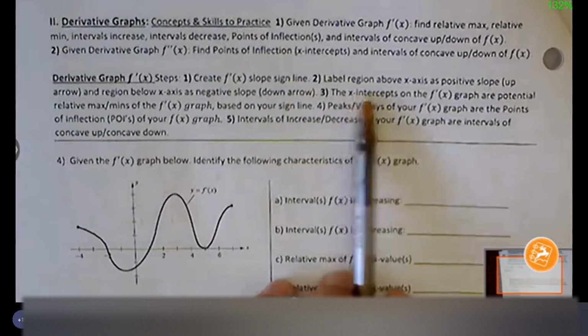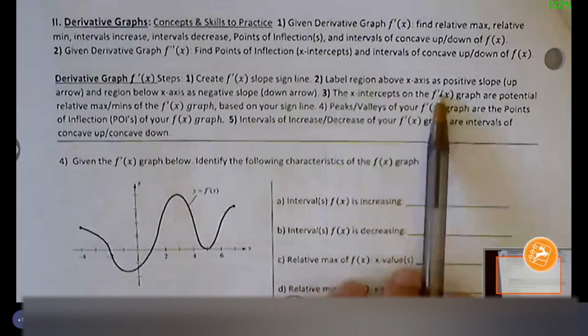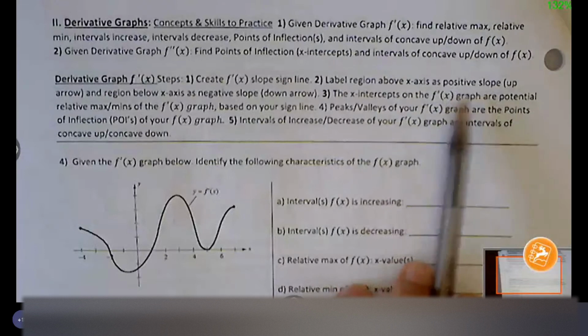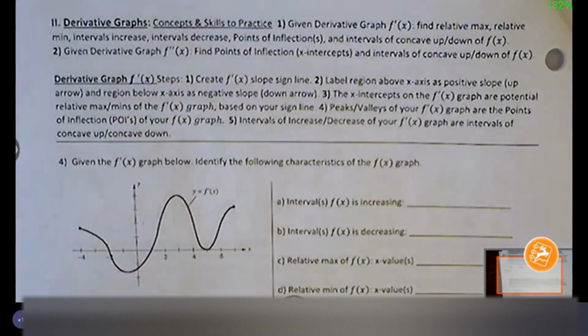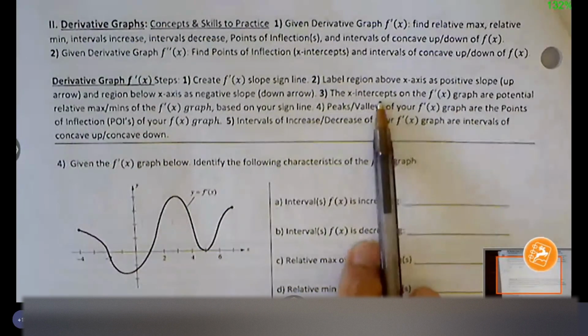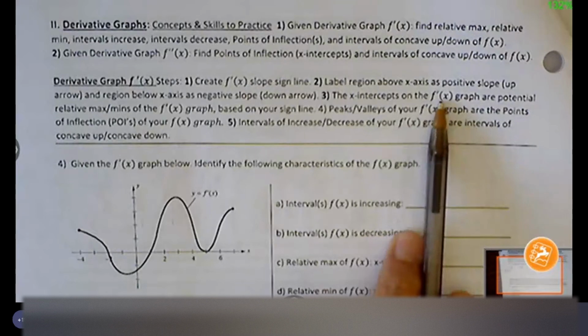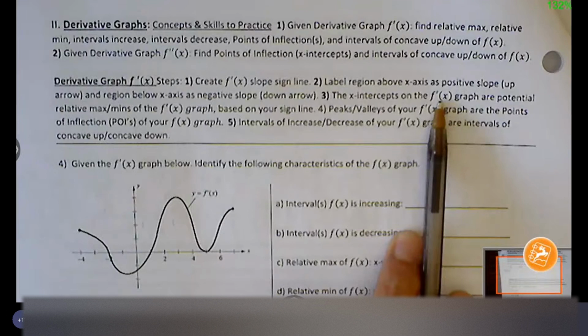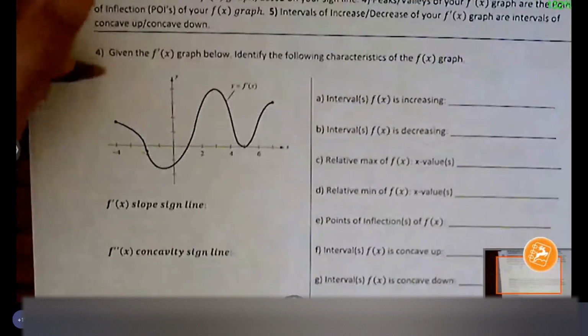And the way I like to start the process is, as a reminder, I like to label the regions above the x-axis and below the x-axis as either positive or negative slope. I like to use up arrow and down arrow so I can visually remind myself that's how I'm going to be picking out relative increase and decrease. And then we also want to identify the x-intercepts of the F prime to be potential max and mins. Those are the critical points.